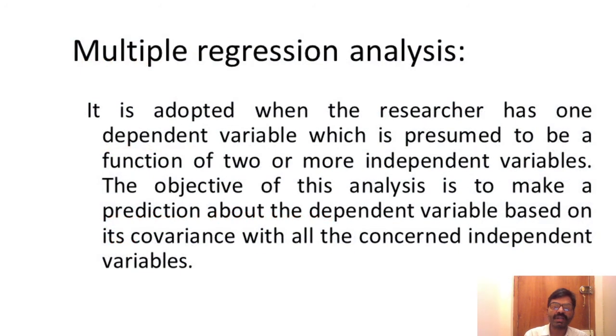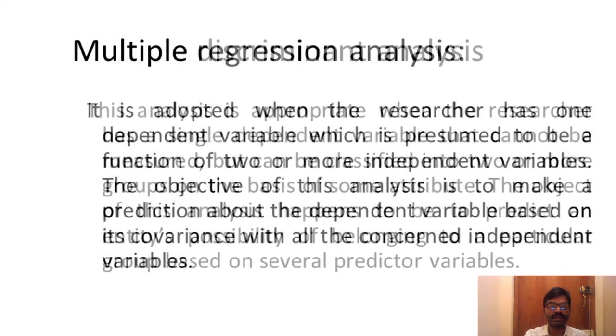The multiple regression analysis. It is adopted when the researcher has one dependent variable which is presumed to be a function of two or more independent variables. The object of this analysis is to make a prediction about the dependent variable based on its covariance with all the concerned independent variables.